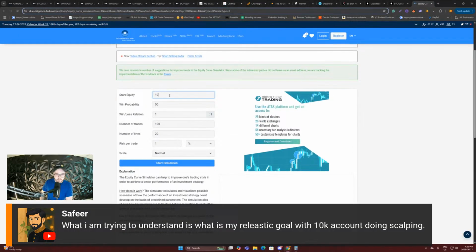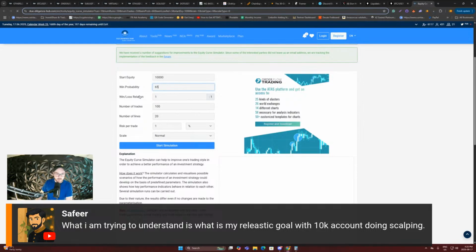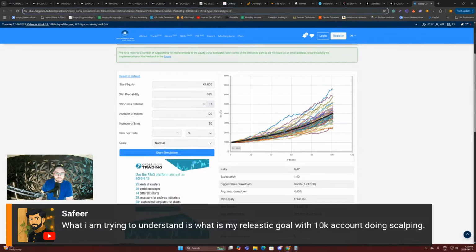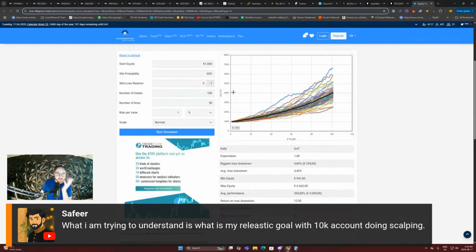So your starting equity is like $10,000, and let's say your win rate probability is like 65%. Your average net R&R, let's say it's 1 to 2, like the bare minimum. How many trades you do, let's say 100. Number of lines means number of probabilities. Say we do 100 trades, 50 probabilities, risking 1%. And then from here, it'll tell you what you'll be at. Oh, it's autofilling stuff. Sorry. Let's put in 10,000.